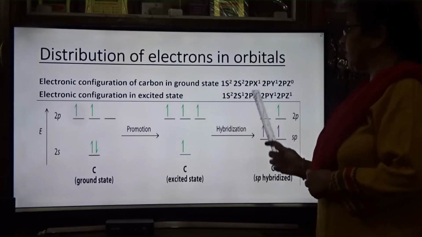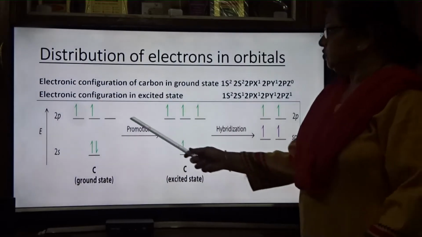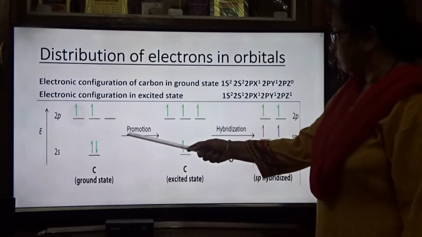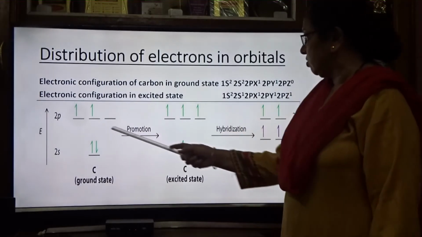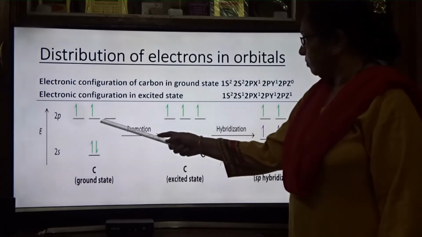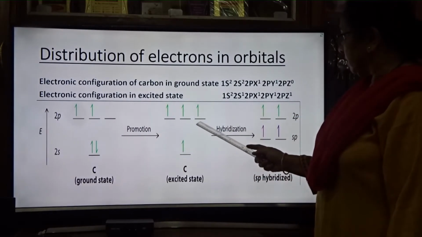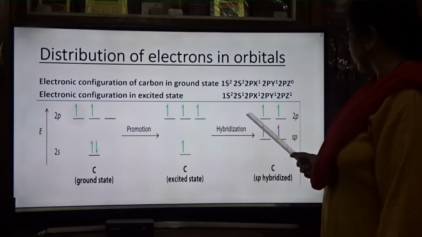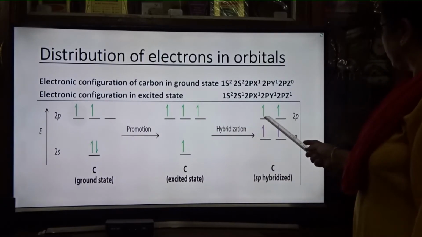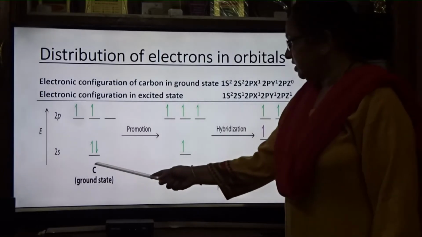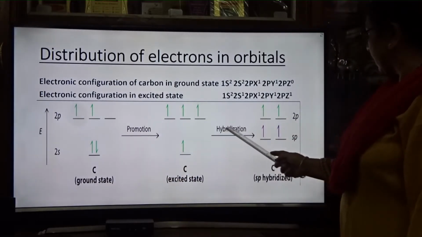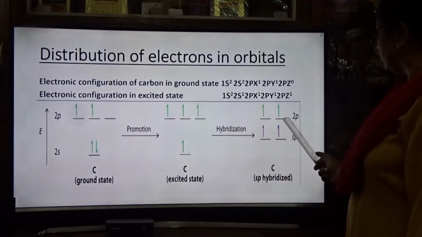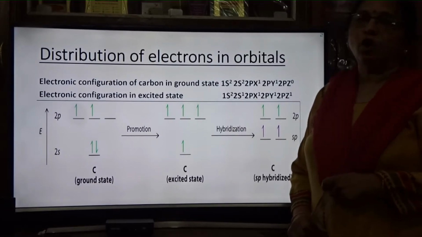Now the distribution of electrons in orbitals. This is the ground state electronic configuration. In the 2p orbital there are 2 electrons, and one of the electrons from 2s goes to 2p, so now there are 3 electrons in 2p. This is the ground state and this is the excited state. After hybridization this type of distribution of electrons is there in the orbitals.